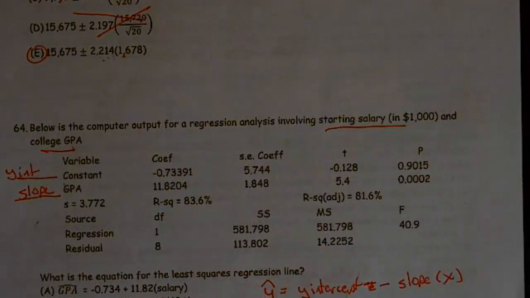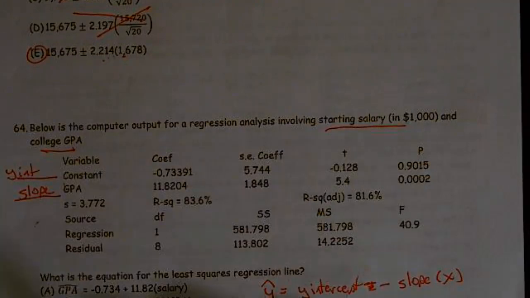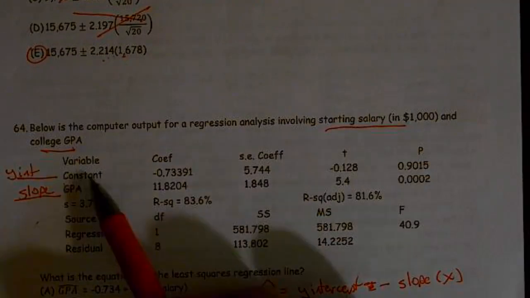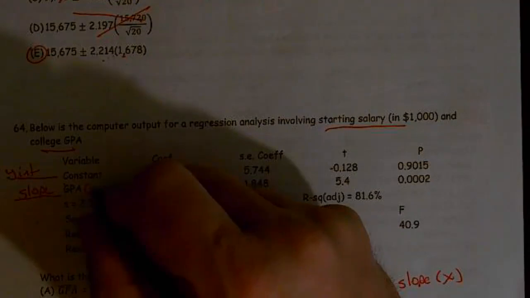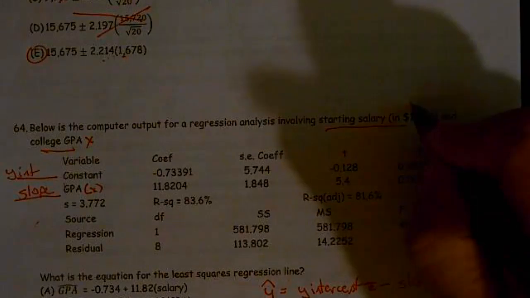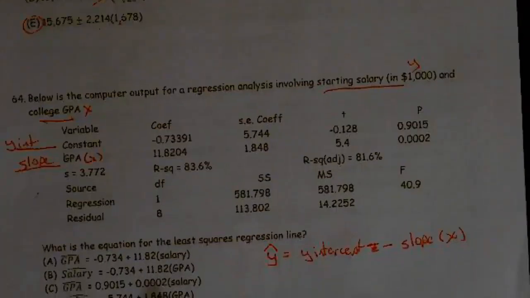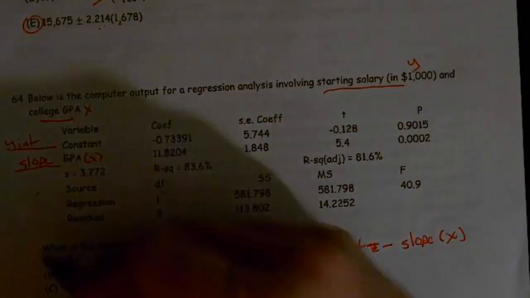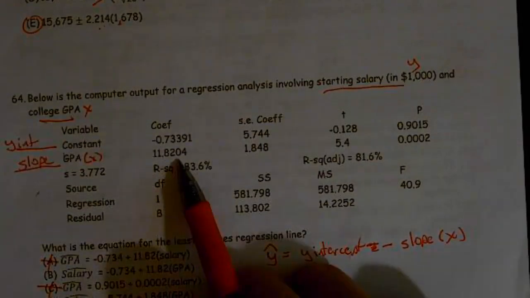Okay, below is a computer output for regression analysis of starting salary in the thousands and college GPA. So we know one of these is going to be Y and one of these is going to be X. What's the equation for the regression line? Well, my keyword is constant. So that means this is my slope row, which means GPA is my X, which means starting salary is Y. Okay, so we know it's going to start off with salary, so we can get rid of A and we can get rid of C. My slope happens to be 11.8.